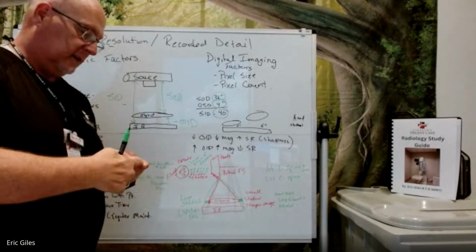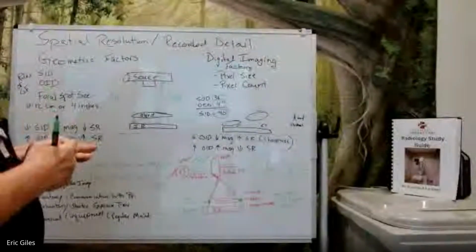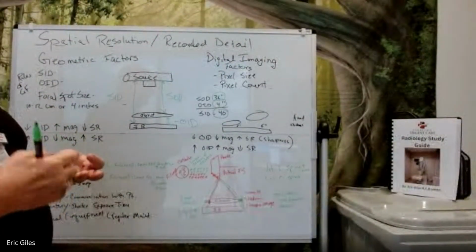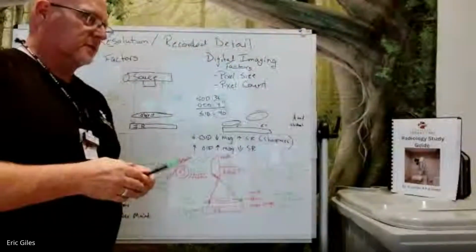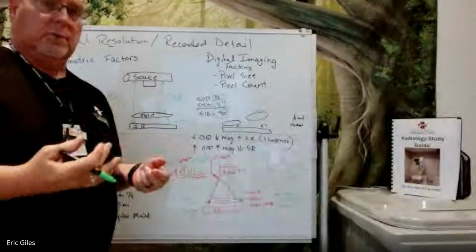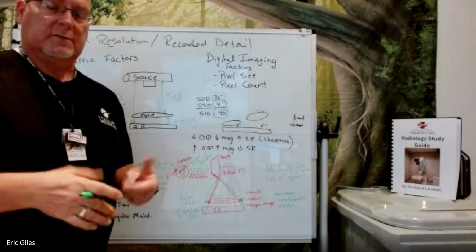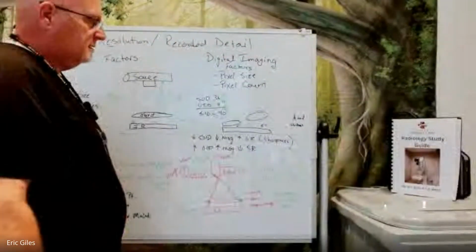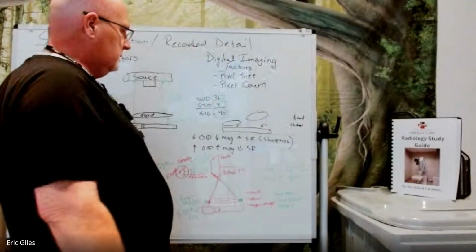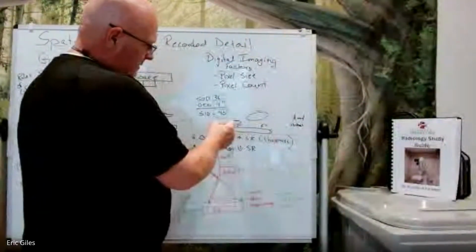So more SID equals less magnification and more spatial resolution. And it's saying right there that more SID is better. We shoot most of our images at 40 inches, which has been determined to give us our best spatial resolution. Okay, so let's talk a little bit about OID, or object to image distance. Okay, so here we have an IR.